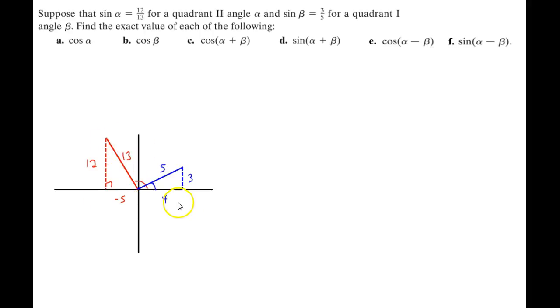So once I know those numbers, I can find the cosine of alpha and beta. The cosine of alpha, here's alpha, the red one, that is adjacent over hypotenuse, so that's a negative 5/13. And the cosine of beta, that's this angle over here, the cosine is adjacent over hypotenuse, so that'll be positive 4/5.